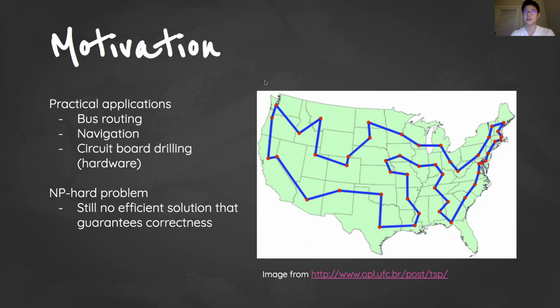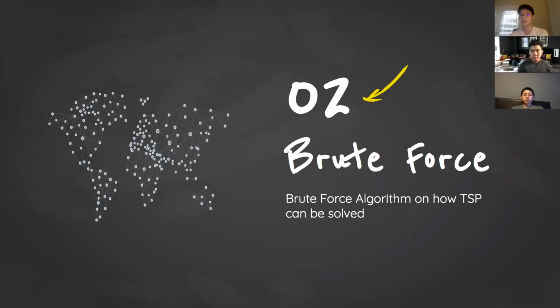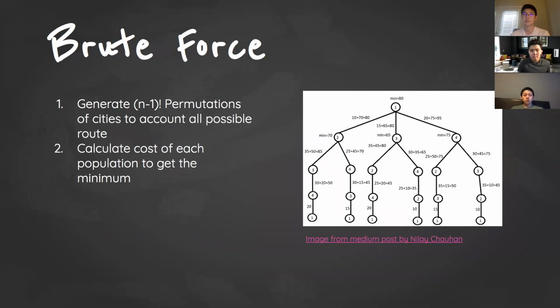Throughout several different examples we're going to be showing, we're going to see how this is a very difficult NP problem where we're still not able to find an efficient solution that guarantees correctness. So we're going to go over a very basic algorithm that guarantees getting the right solution for the TSP problem. The brute force approach is calculating all the possible routes and getting the route with the minimum cost.